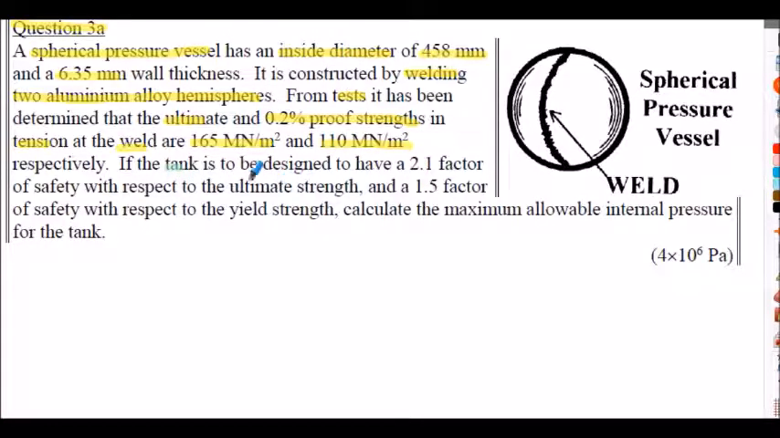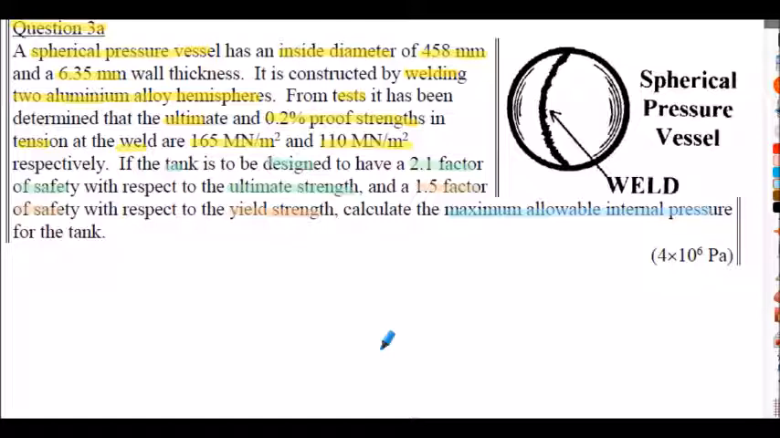If the vessel is to be designed to have a factor of safety of 2.1 with respect to the ultimate tensile strength and a factor of 1.5 with respect to the yield strength, we've got to calculate the maximum allowable internal pressure for the vessel. And you get this in the codes of practice.